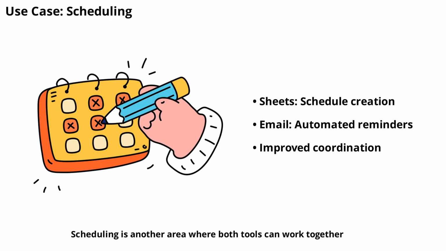Scheduling is another area where both tools can work together. Google Sheets can be used to create and share schedules, while email automation can send reminders and updates to participants. This combination ensures everyone is informed and up to date, reducing the risk of missed appointments or deadlines.